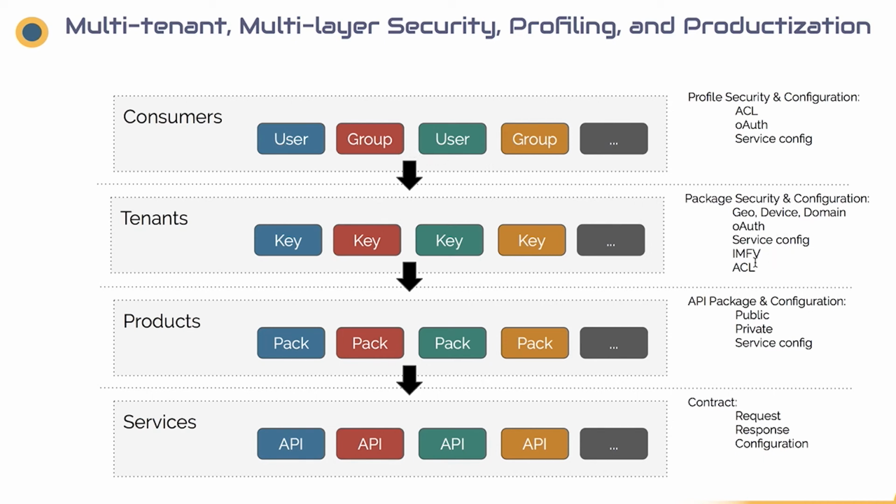You can also change the entire API contract at this level, for each tenant by key, by overriding the service IMFV. For example, an API has 3 inputs: email, last name and first name, and last name is optional. You'll be able to overwrite the API contract and make last name required for this tenant and keep it optional for other tenants. At the consumers layer, you can be more granular at the user or group level in terms of security and multi-tenant configuration.